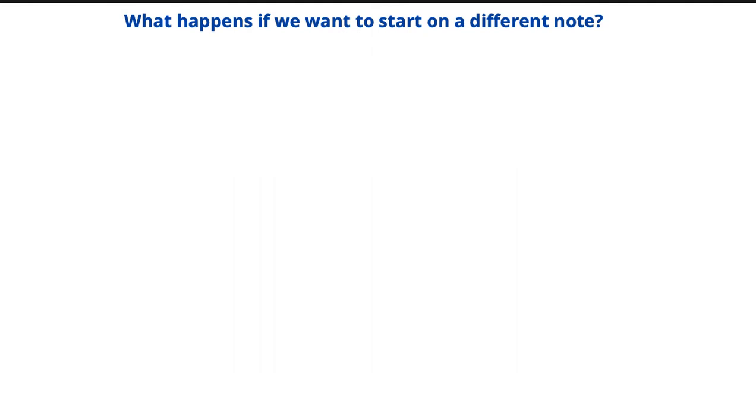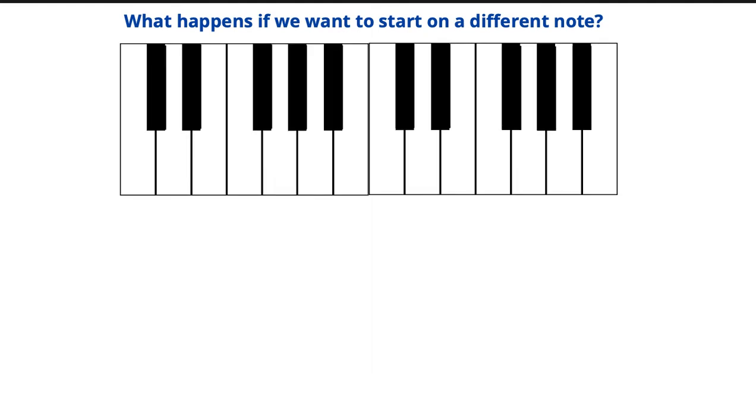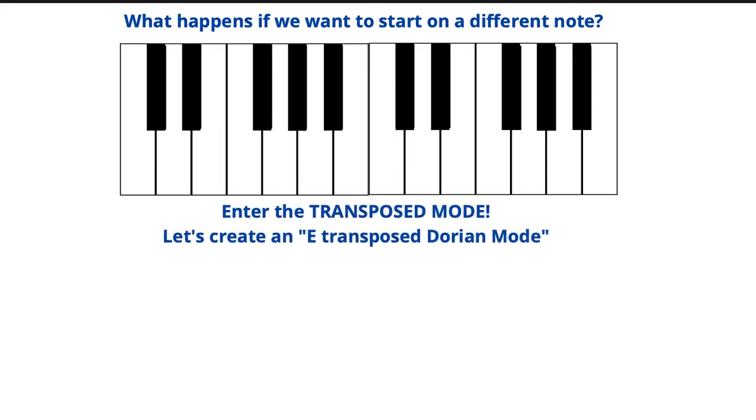So what happens if we start on a different note? Well, we just use the movement pattern to transpose the mode to start on a different note. This is what's called a transposed mode. So let's try and create one. Let's create an E transposed Dorian mode.